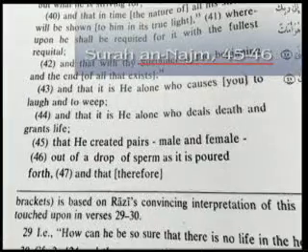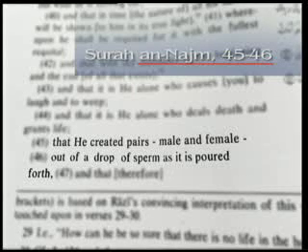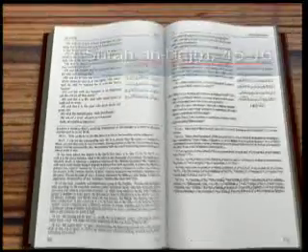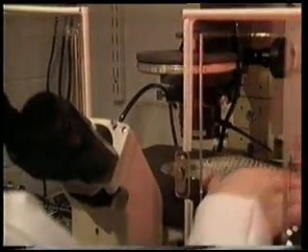That He created pairs, male and female, out of a drop of sperm, as it is poured forth. The improving disciplines of genetics and molecular biology have scientifically validated the accuracy of this information given by the Qur'an.